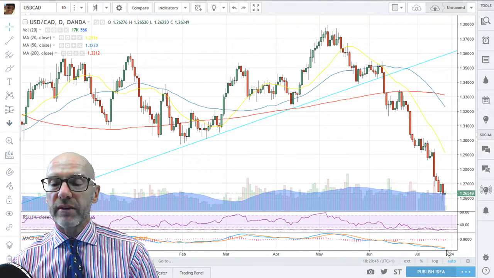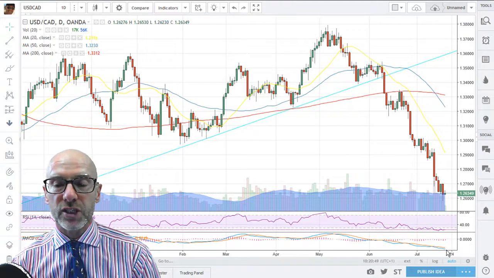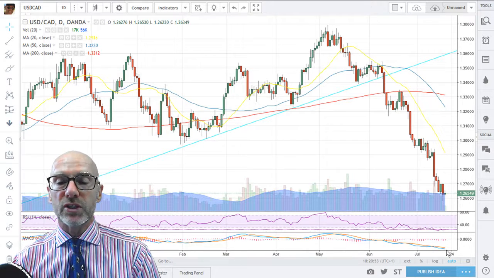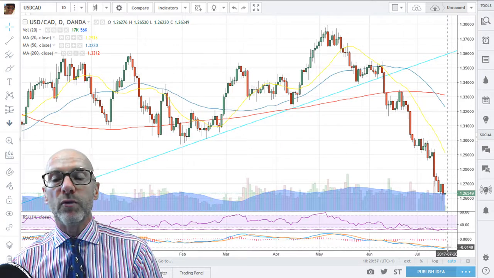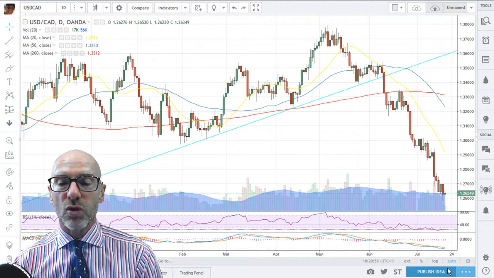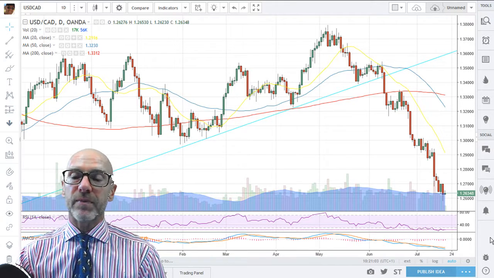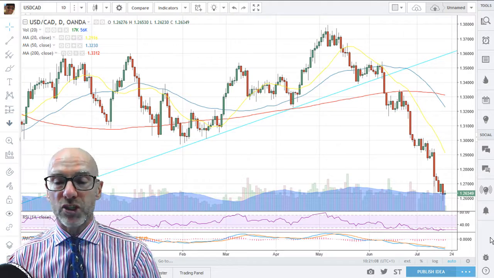You'll also see from this chart that we're overextended from the moving averages, although they are all moving down strongly, and you'll notice that the 50-day did cross the 200-day, both moving down, so a bearish cross just a few days ago, and that is bearish for the medium term picture.